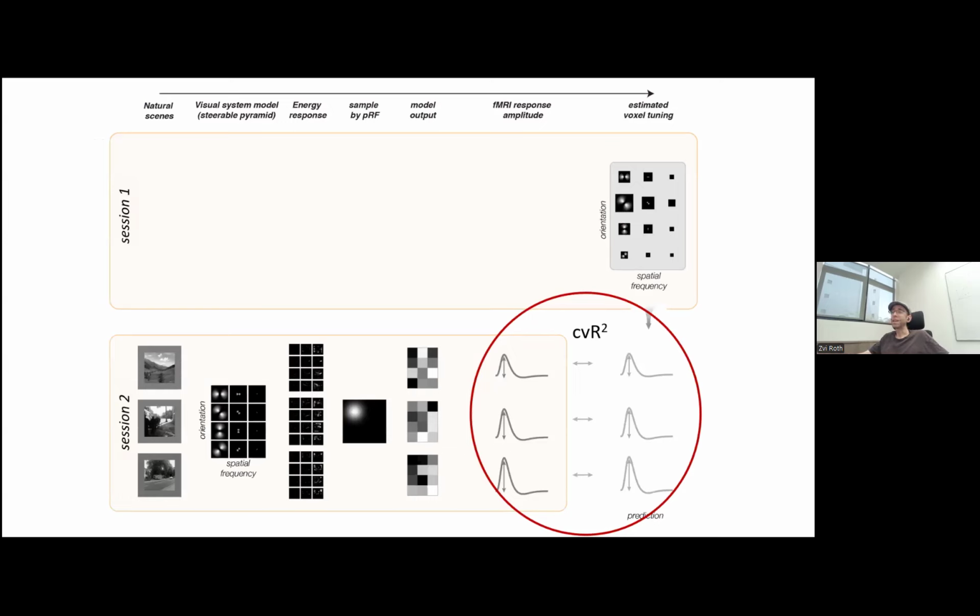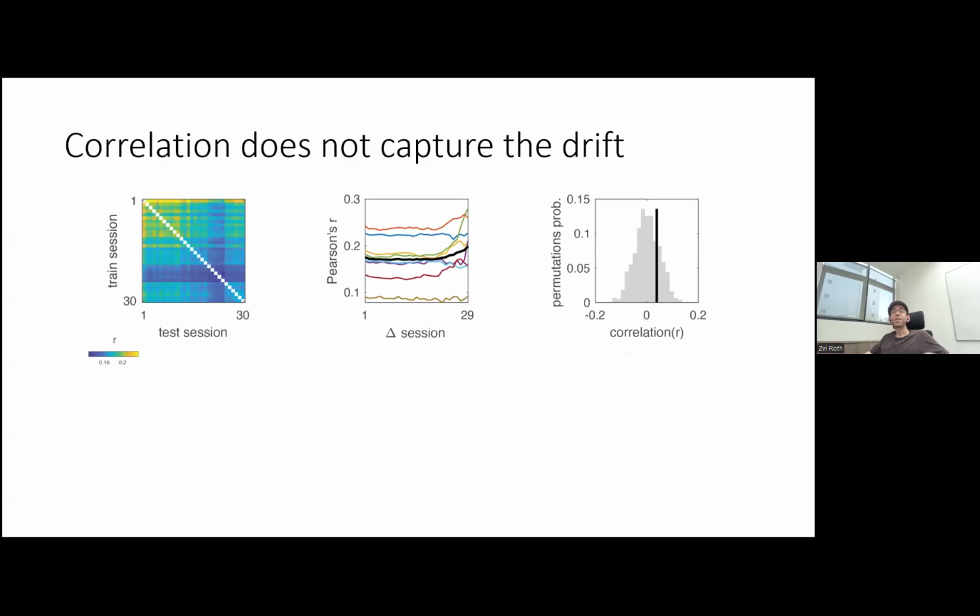And notice that until now, we quantified the goodness of fit between the predicted and measured responses with CV R-squared. But if we instead measure the model goodness of fit with Pearson correlation between the predicted responses and the measured responses, we find that the drift disappears. So you can see here in the middle panel that the goodness of fit doesn't decrease with delta session. And on the right, the empirical measure is right in the middle of the null distribution. So there's no drift here.